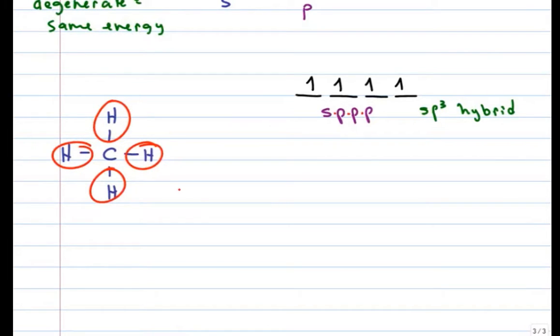You may see this on an exam. Here's how you count: 1, 2, 3, 4, and then you just start filling in s, p. That has to be sp3.